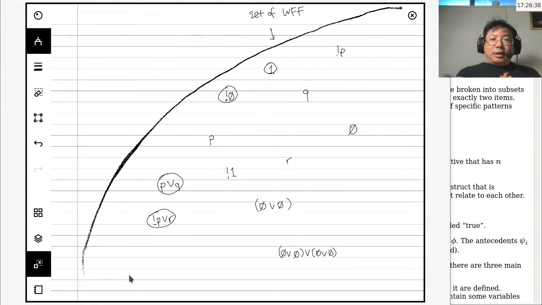Somewhere in here is a well-formed formula such as P and not R. For instance, this is just an example. So the question is, can I prove that P and not R is also going to be true because we start with these four items? Because we start with these four items known to be true, can we somehow label this thing to be true too? That's how we prove theorems.